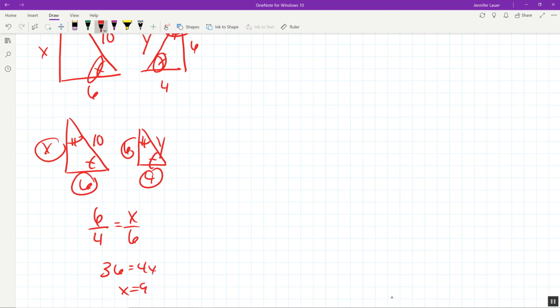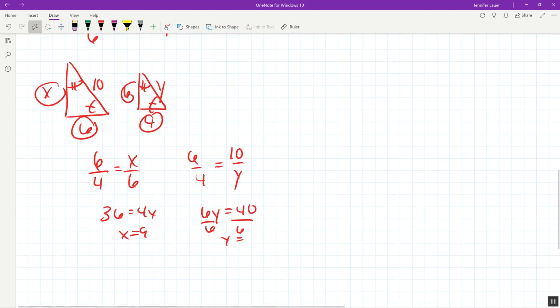And I could do that the same for the y. I could say, well, 6 is to 4 as 10 is to y, and I could cross multiply, divide both sides by 6, and I can see that y is going to be equal to 20 over 3 once I reduce. So that's one way to look at similar triangles.